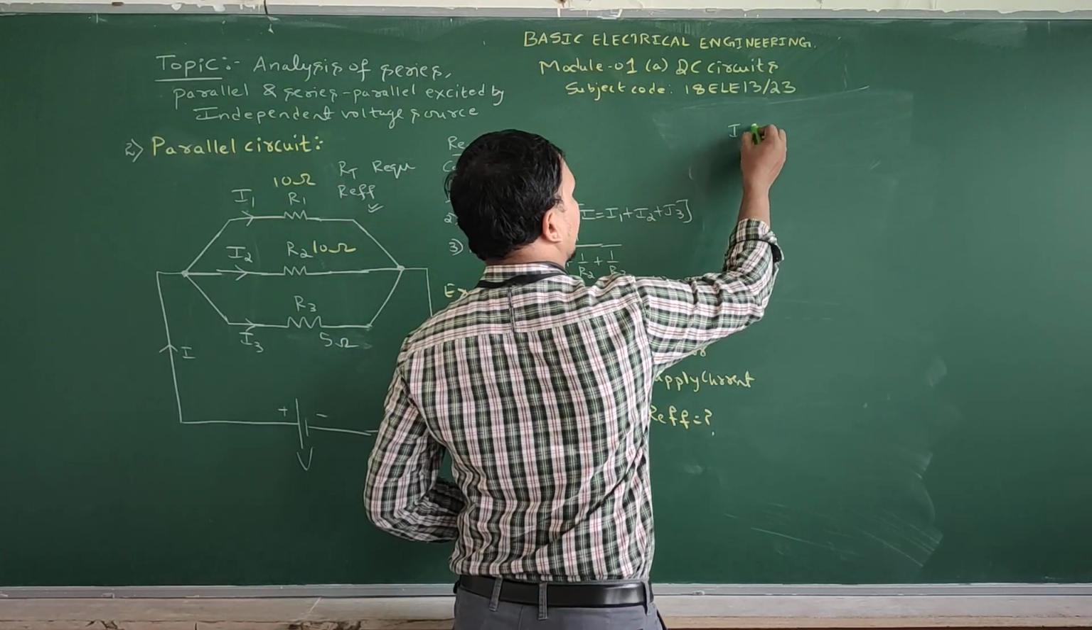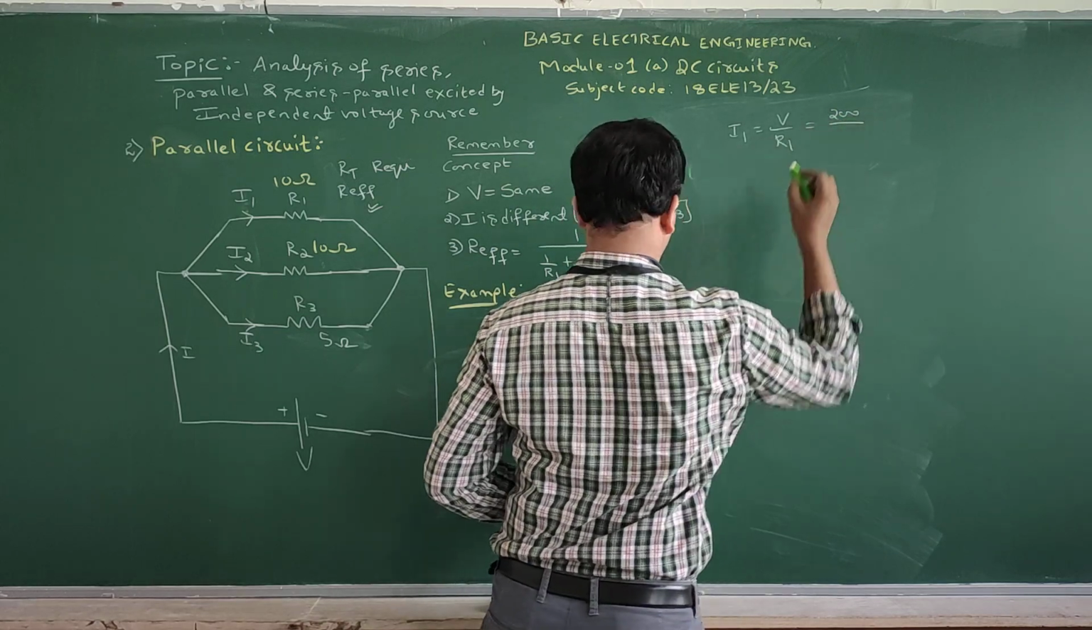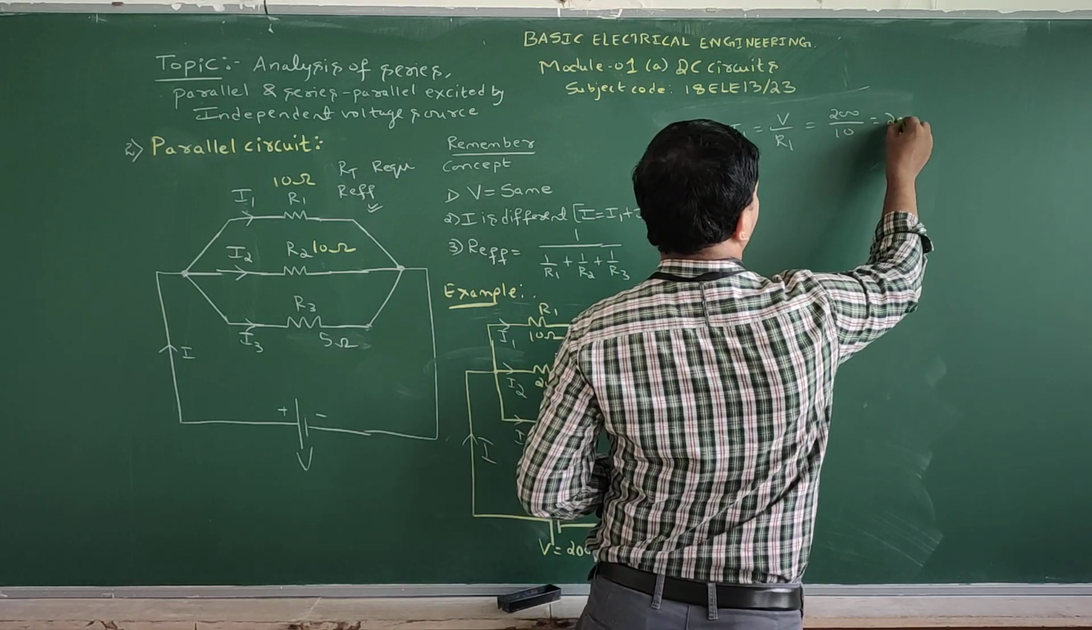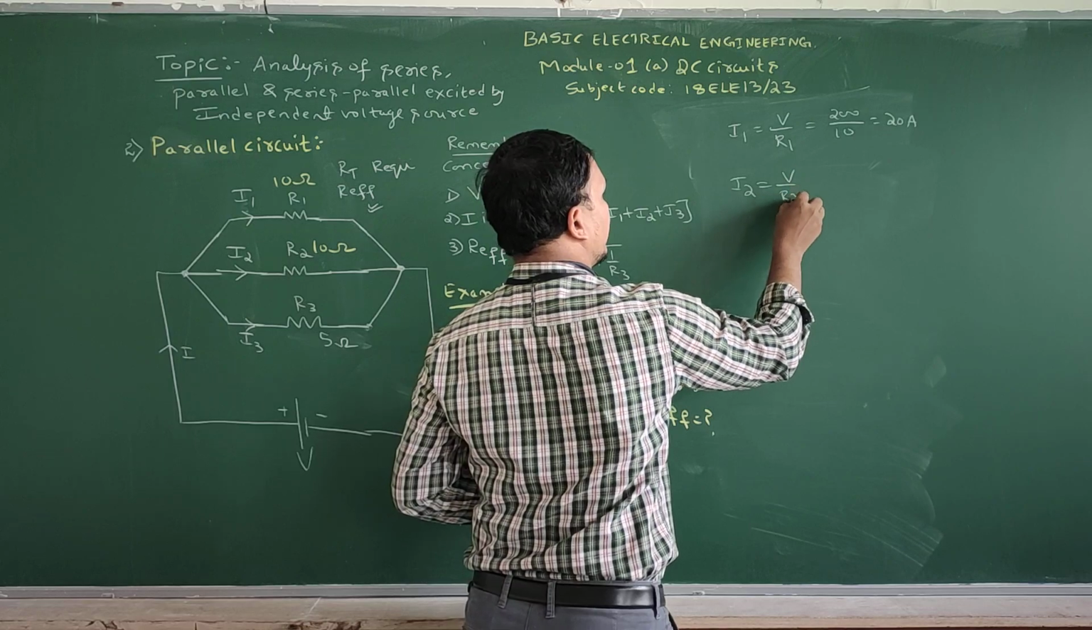So what is the equation for I1? V by R1. What is voltage? 200 volt. What is the value of resistance R1? 10 ohms. 200 by 10, how much? 20 ampere. Next, I2 is equal to V by R2.